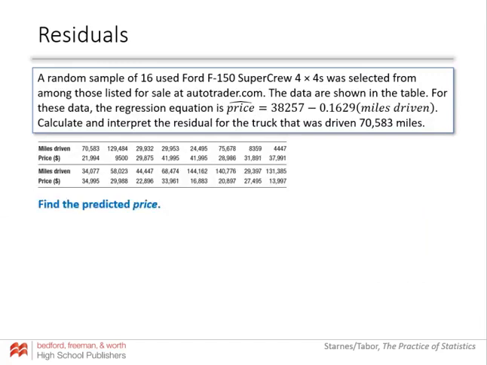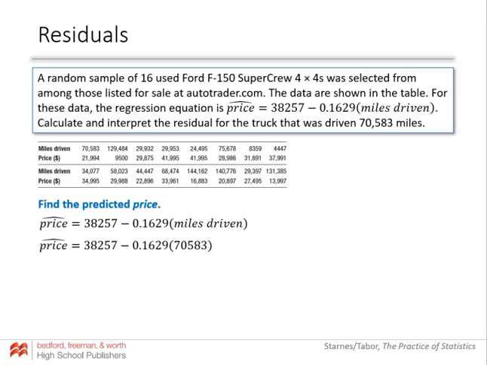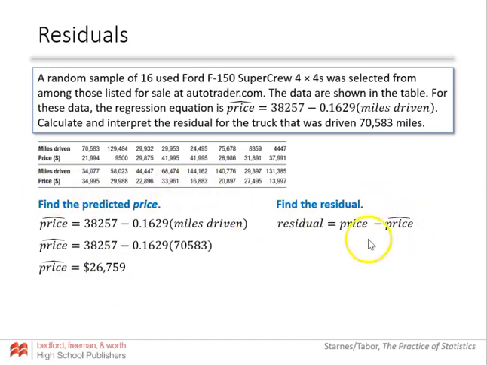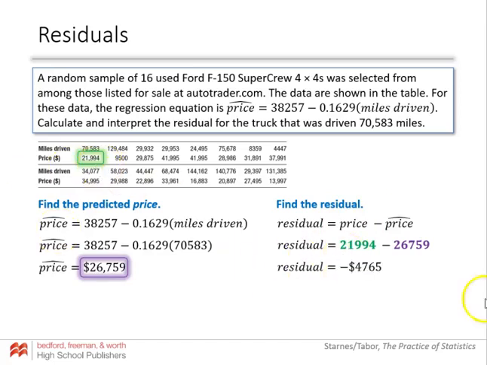So we're going to calculate and interpret a residual. The first thing we need is the predicted price. We get that by plugging the 70,583 miles into my equation, and this is the predicted price. The actual price is given to me in the data, and so I'm going to find the residual. I'm going to subtract the actual price minus my predicted price. The actual price in the data set was 21,994, so that gives me a residual of negative 4,765.